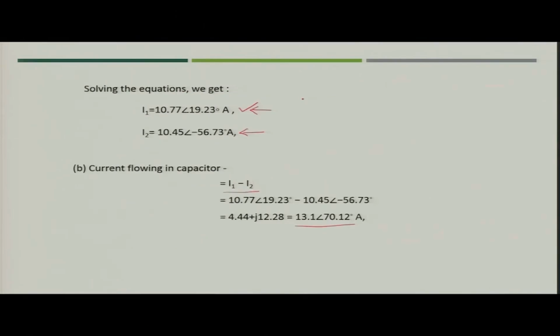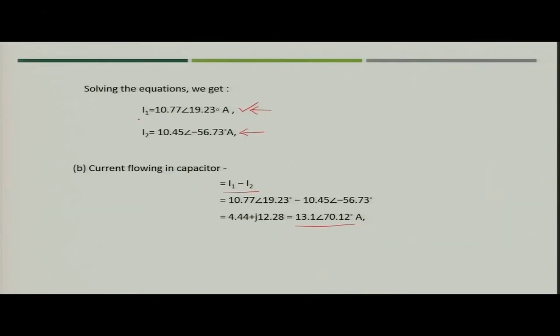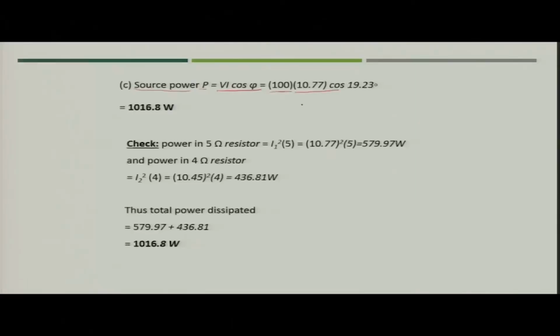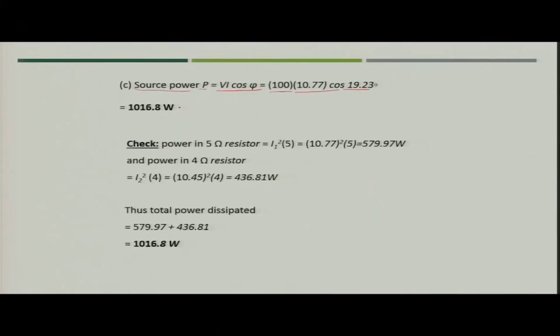Current would be what? Current is flowing from the source. So, what is the current? Current would be essentially the value of I1, because this is the current which is flowing from this particular side. So, you put the value of V and I. Cos phi is nothing but the angle for current I1. So, you will get source power delivered as 1168 watt.